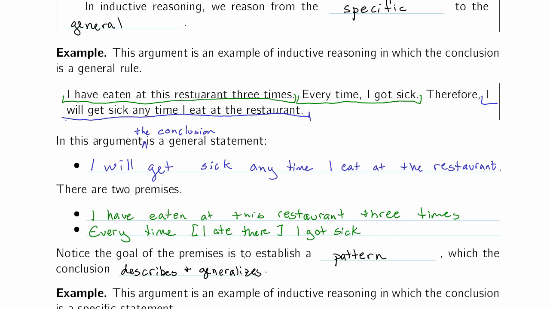On the other hand, if you eat at a restaurant 3 times and get sick every time, you're going to feel pretty justified in not eating there anymore, right? Maybe that conclusion isn't true, but you feel like it probably is. We're going to talk more about that in some later videos. So, in this example of inductive reasoning, our premises established a pattern, and then our conclusion just described that pattern in general. Here's another kind of inductive argument we see. It's using the same kind of reasoning, but it looks a little bit different.